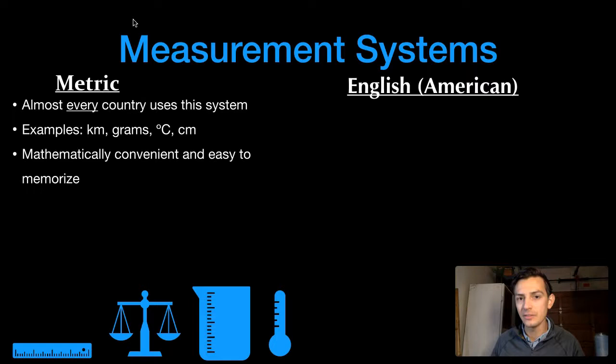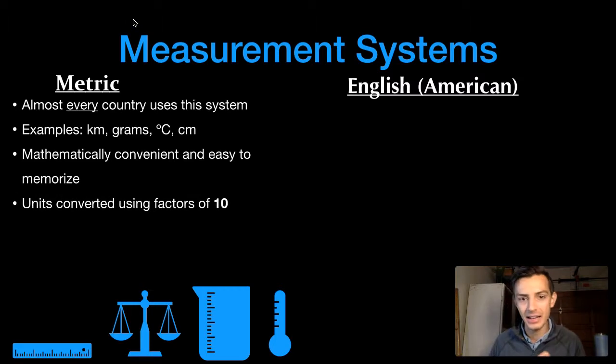They're mathematically convenient, and they're very easy to memorize. And I'll give you an example of a few of those things. Here's why they're mathematically convenient. All of the units can be converted from a smaller unit, like a centimeter, up to a larger unit, like a meter, by using factors of 10.